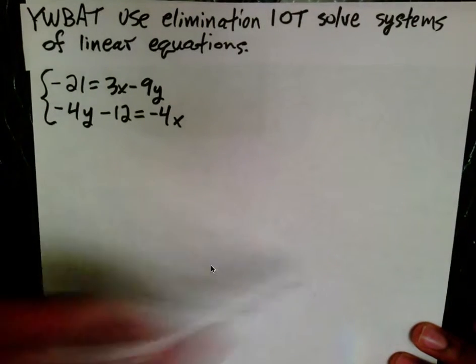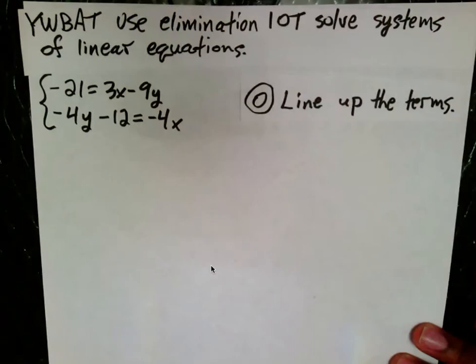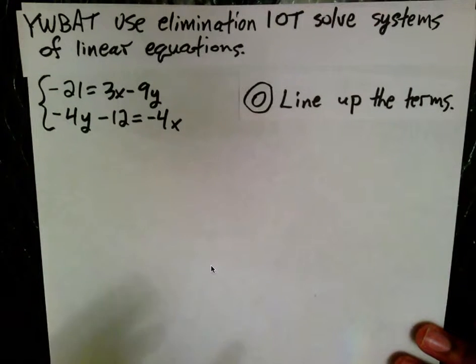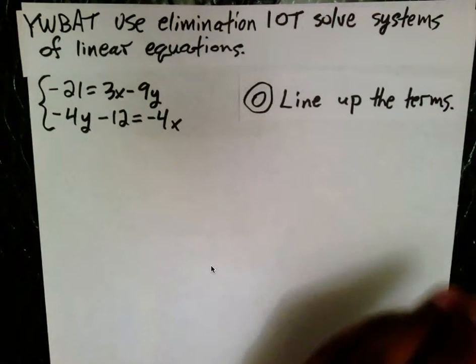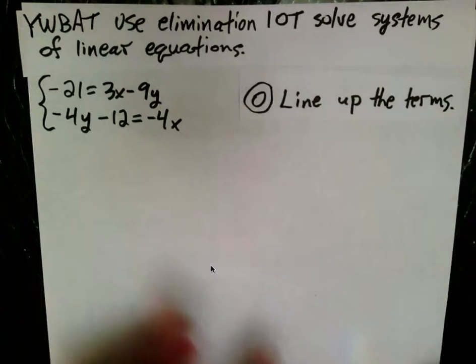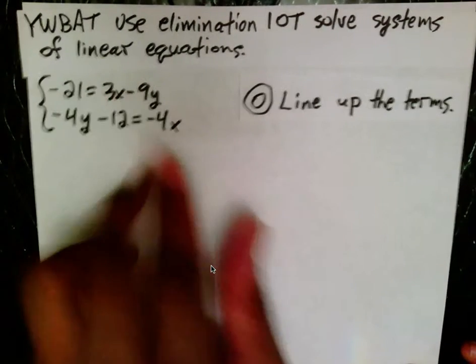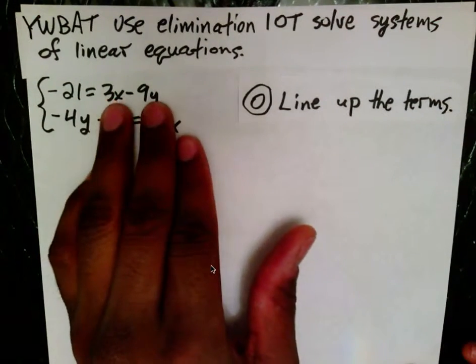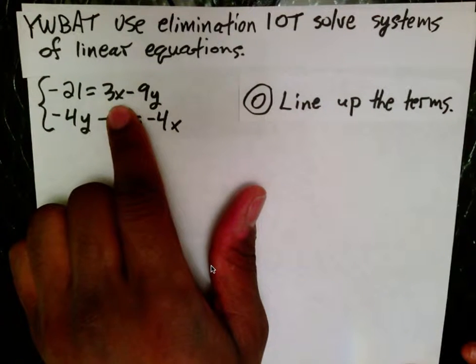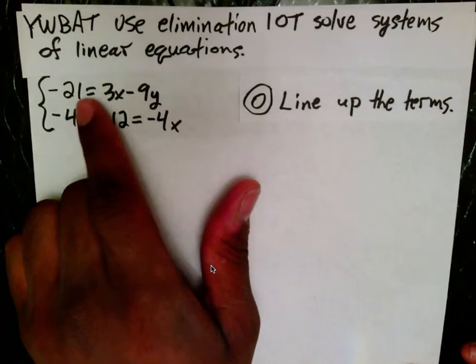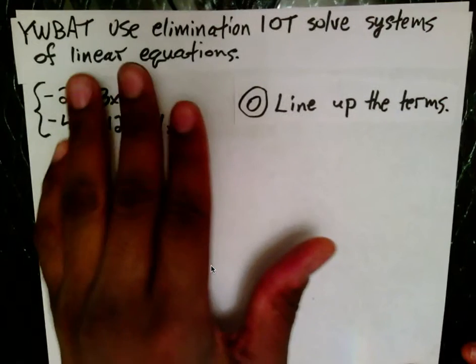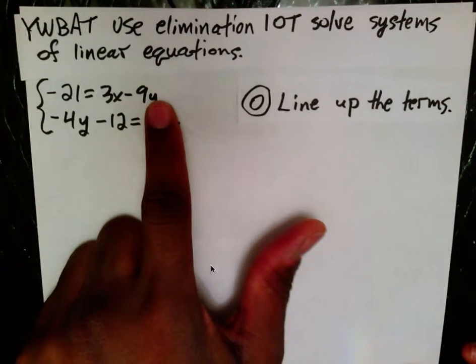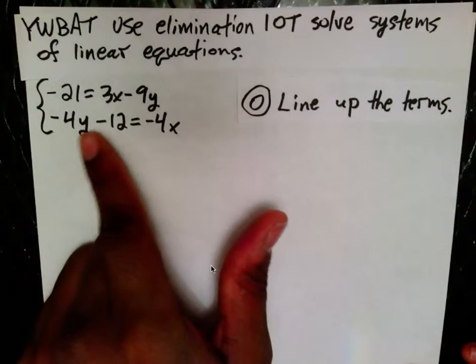And the first thing we need to do is line them up. Line up the terms. We need to get x plus y equals some number. We can see that in our first equation, the x and y's are already on one side. We have 3x plus negative 9y equals negative 21. So we can leave that first equation alone, and it's just a matter of rearranging that second equation.